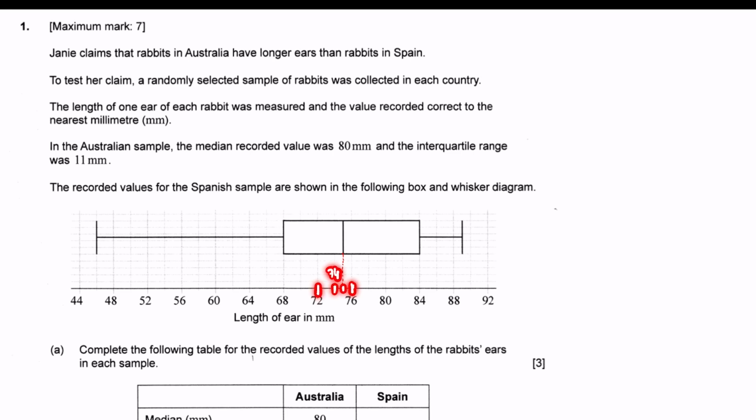And the red line which I drew is in between 74 and 76. So this is definitely 75. So the median of Spain would be 75, and IQR is basically the difference between the third quartile and the first quartile. So IQR would be in this case 84 minus 68, which is 16.